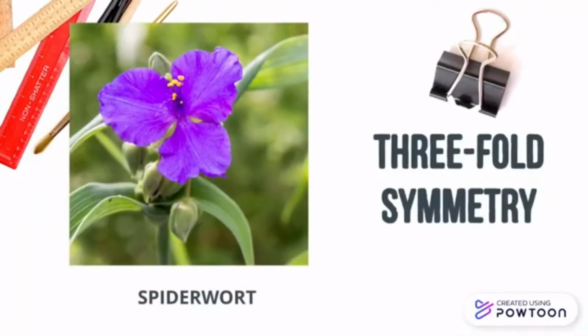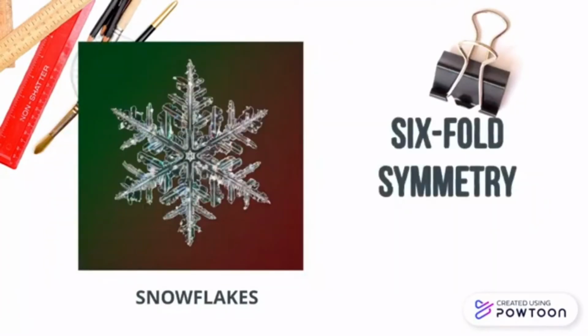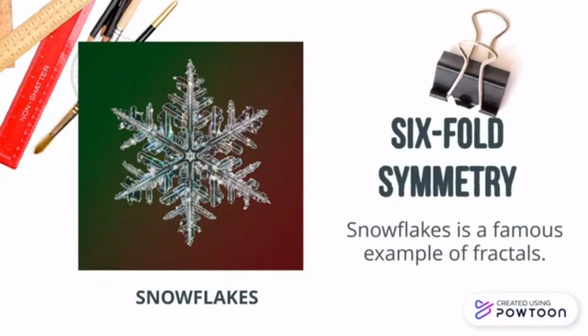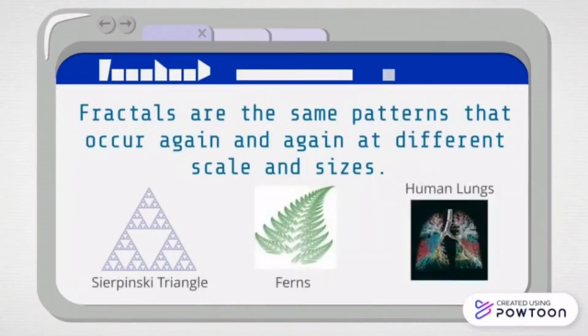We also have spiderwort, which is an example of threefold symmetry, a starfish, fivefold symmetry, and can you consider a snowflake as an example of sixfold symmetry? Of course, yes, because it contains sixfold symmetrical figures. And did you know that a snowflake is an example of fractals? Fractals are where the objects repeat again and again in different scales and sizes.